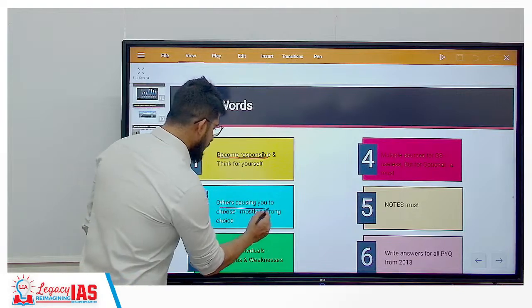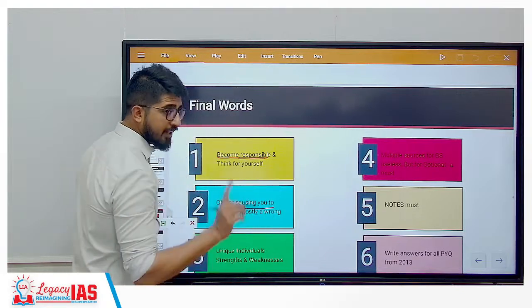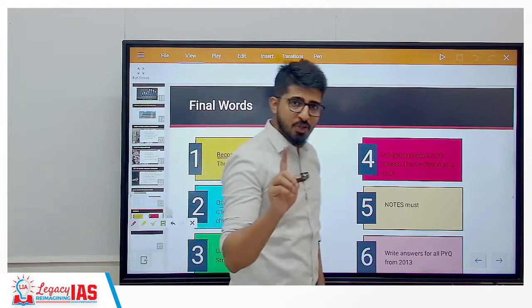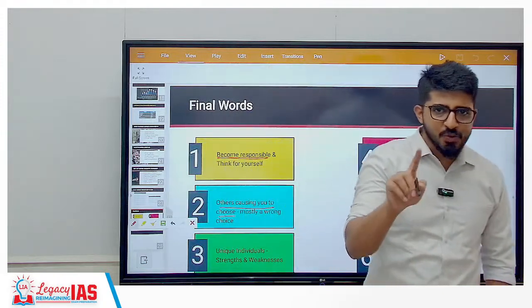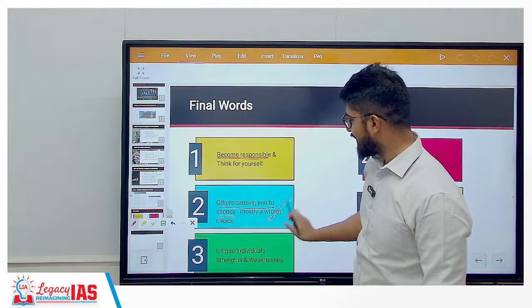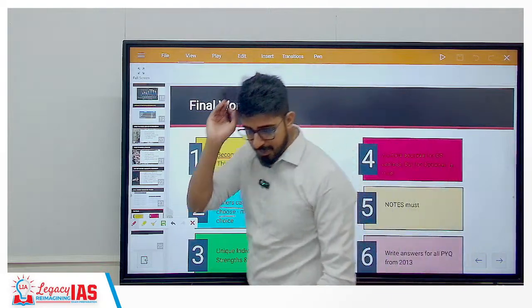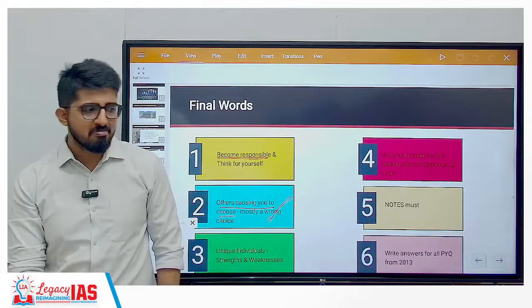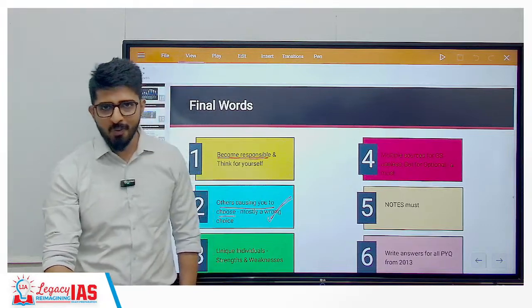Others causing you to choose an optional. If somebody has caused you to choose an optional, mostly you have chosen a wrong optional itself. So, if somebody pushes you to choose a particular optional, then highly likely you have chosen a wrong optional.